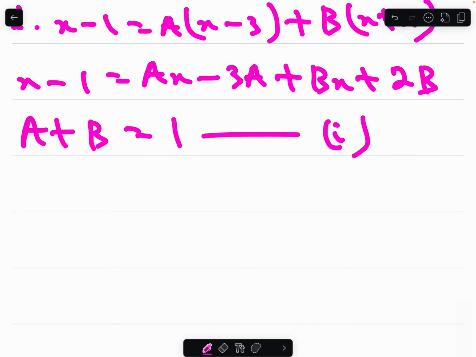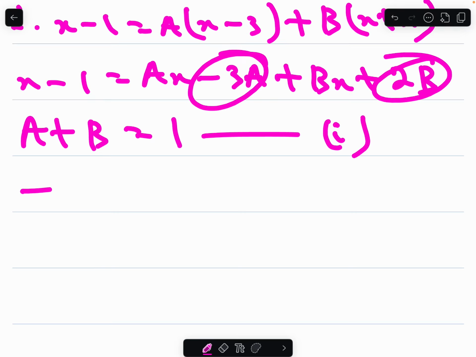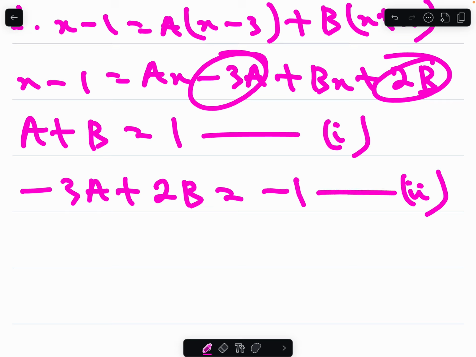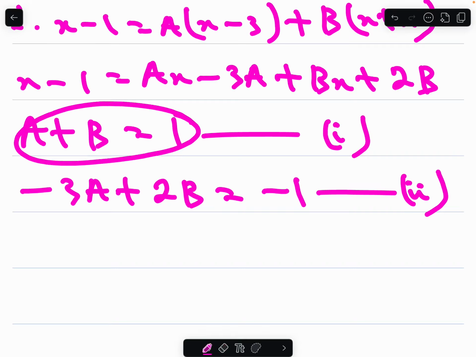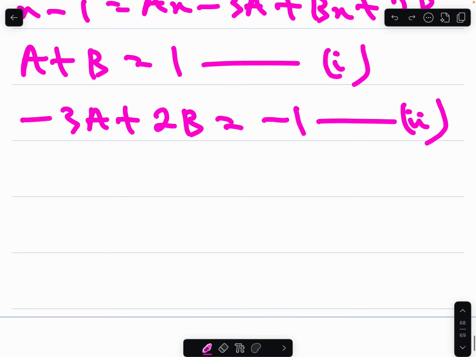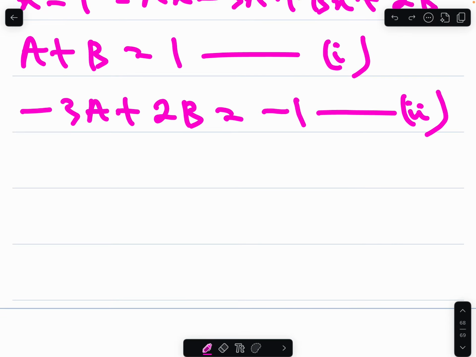Comparing the constants, the constant on the left hand side is minus 1, and the constant on the right hand side is minus 3a plus 2b. So minus 3a plus 2b equals minus 1. And that's equation 2. What did we do here? We compared the coefficients of x and the constants. So we'll solve the two equations simultaneously.